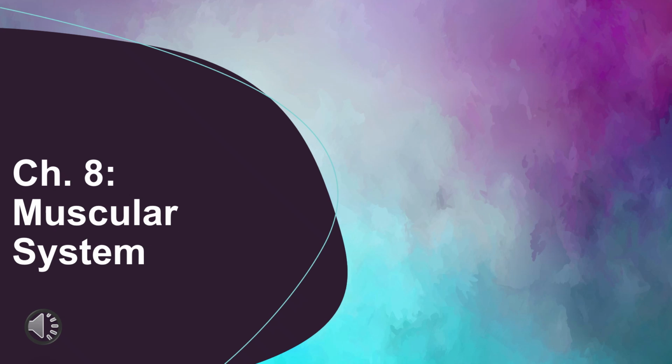There are over 600 muscles in your body, and they work continuously, whether you're lifting weights, blinking your eyes, or even breathing while you sleep. In this lecture, we're going to dive into the three types of muscle tissue, being skeletal, smooth, and cardiac.